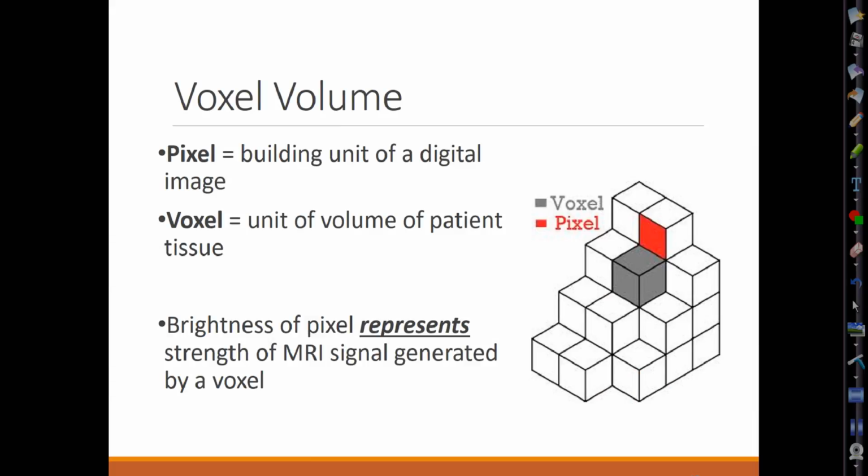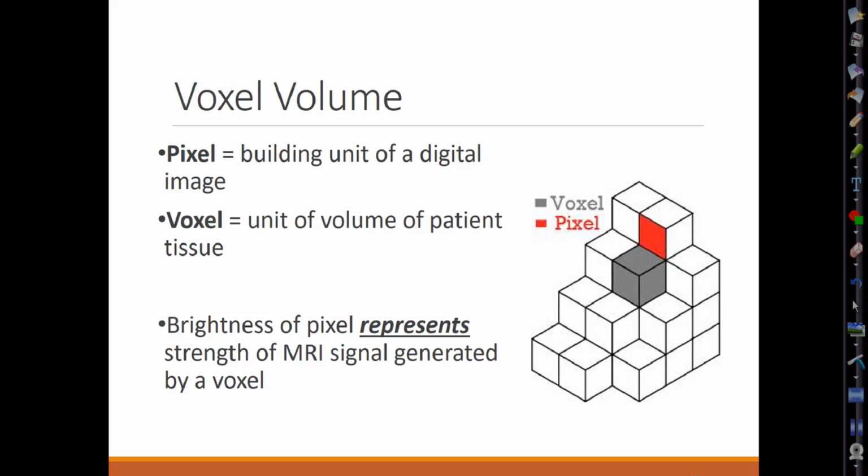All right, so we need to define voxel volume, and we also need to create some equations to calculate not only voxel volume, but pixel size. So pixel is really the building block of our digital image, and you guys have talked about that in X-ray. And now we're dealing with voxels, and that's a unit of volume of patient tissue. So when we're dealing with MRI, you have your phase encoding direction, your frequency encoding direction, and then your slice thickness. Typically with your frequency encoding direction, is that the longer anatomy or the shorter axis of the anatomy? The longer axis of the anatomy.